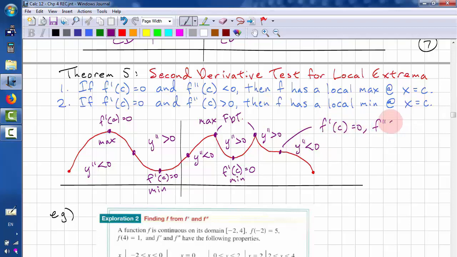Here, f prime of c equals 0. F double prime of c equals 0. So that doesn't tell us whether we have a maximum or a minimum. We can't say. And the first derivative test also says no extrema because it's negative, negative. It has to do a sign change in order to be a minimum or maximum.